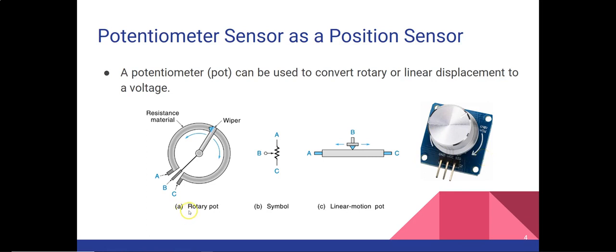Now here you see a rotary pot. This is the structure of a rotary pot, and here is the symbol of a potentiometer sensor. Where B basically indicates the wiper of the resistance. And this is another type, which is a linear motion pot, and this is also working as a wiper between the whole range of resistance.